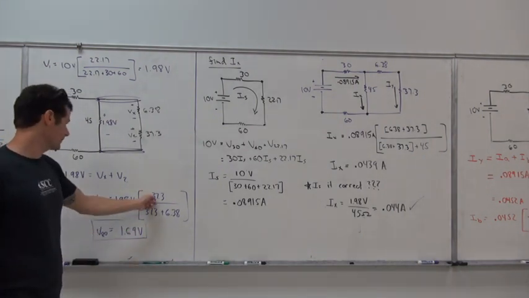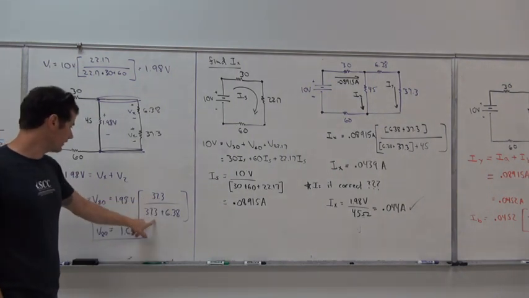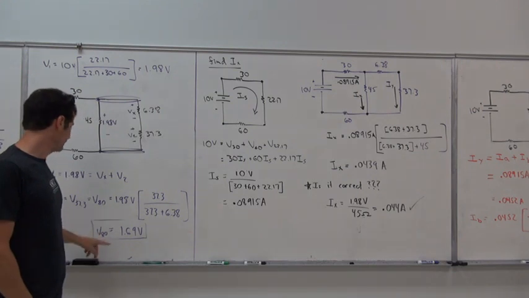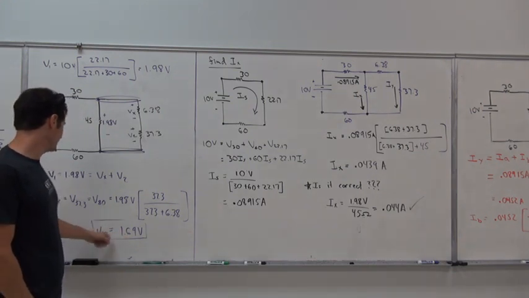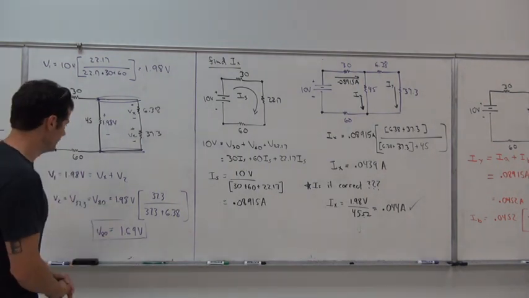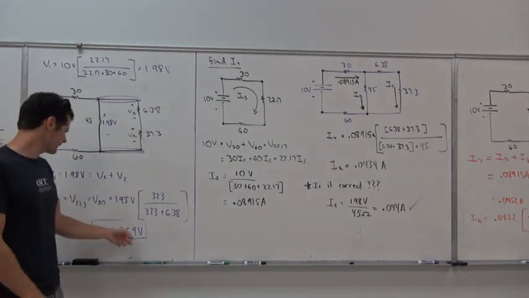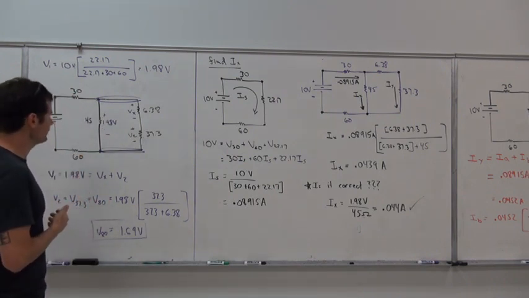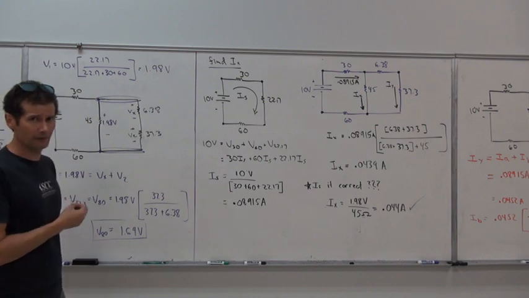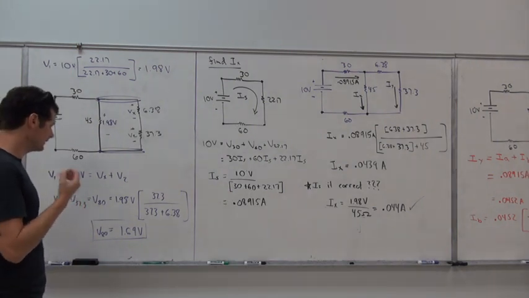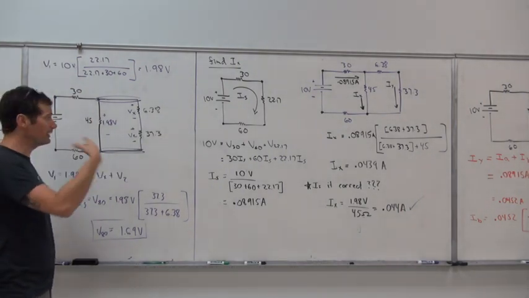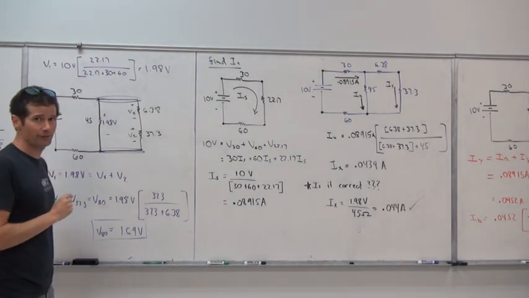So 1.98 times 37.3 over 37.3 plus 6.38, and then that's simply going to be equal to 1.69, and that is in fact the voltage across the 80 ohm resistor. And it would make sense because you may look at this and say, oh, 1.69 volts, that's really close to 1.98 volts. Does that make sense? And it does, because 37.3 ohms is way more resistance compared to 6.38 ohms.